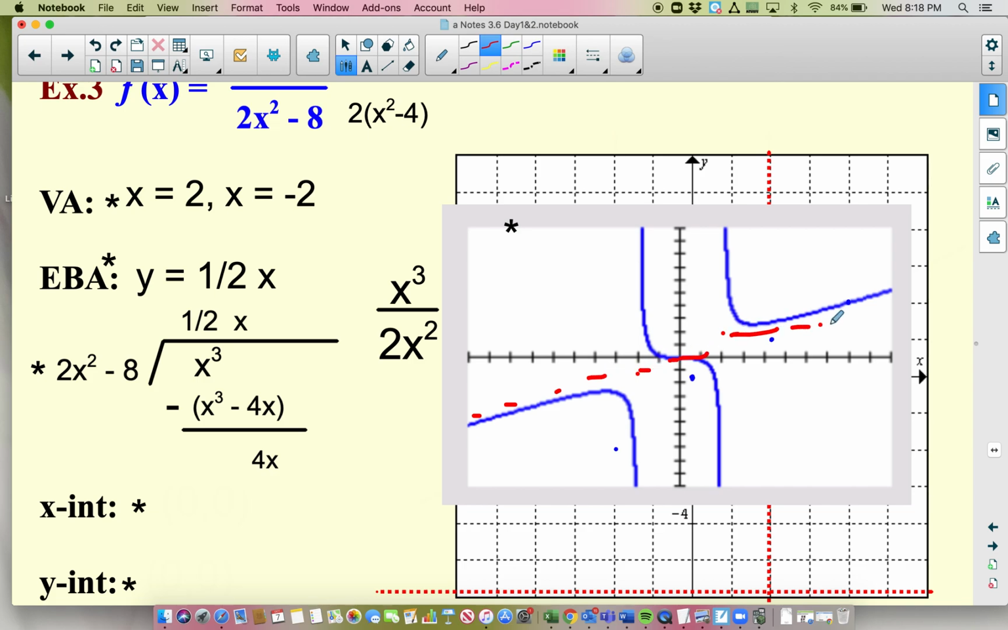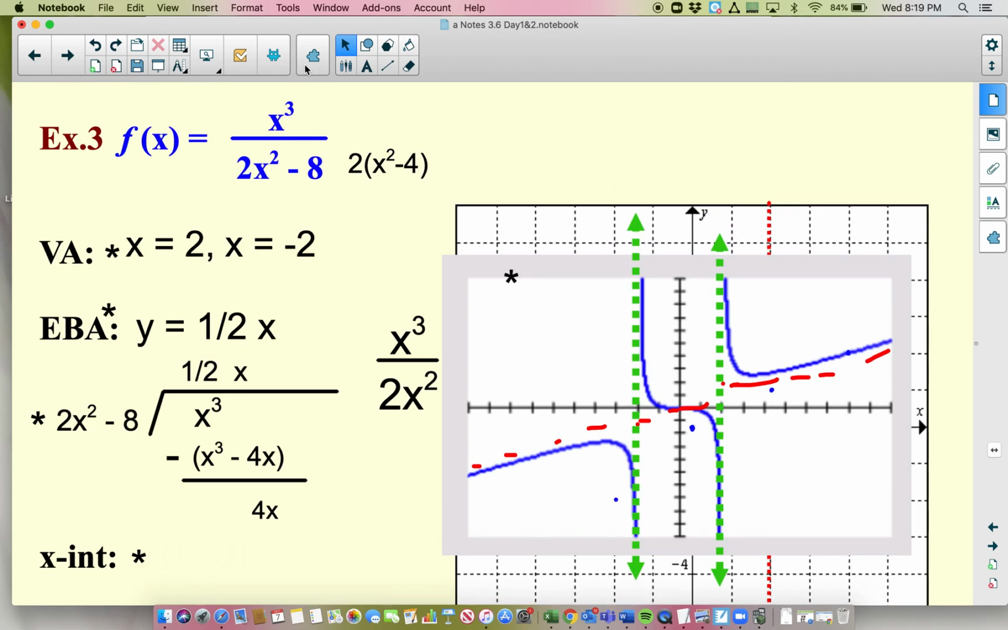Now remember, your pieces of graph can cross through the end behavior asymptotes. Clearly this piece is crossing through. You can't cross through verticals. So you're going to have your 2 verticals. You can see that one there and that one there. Your graph will definitely not touch or cross through that. But the end behavior asymptote, your ends have to approach it. So these 2 ends are definitely approaching that slanted asymptote.